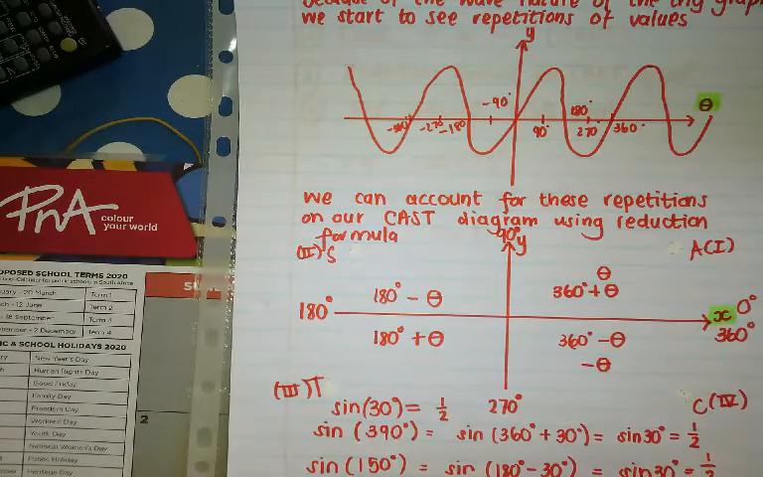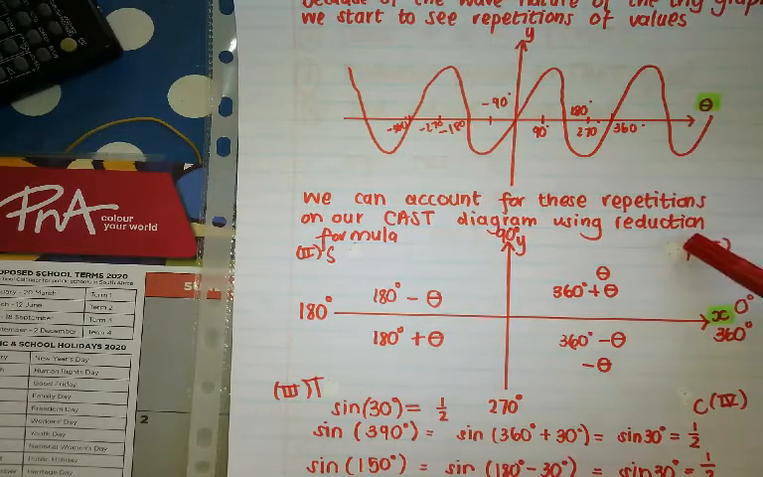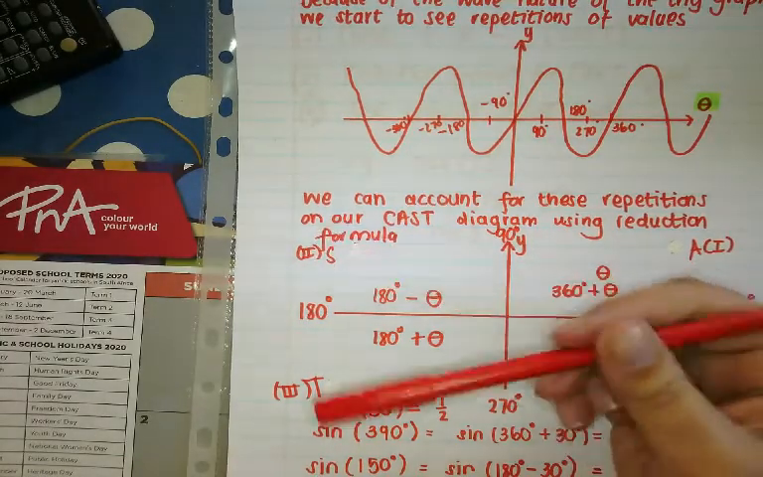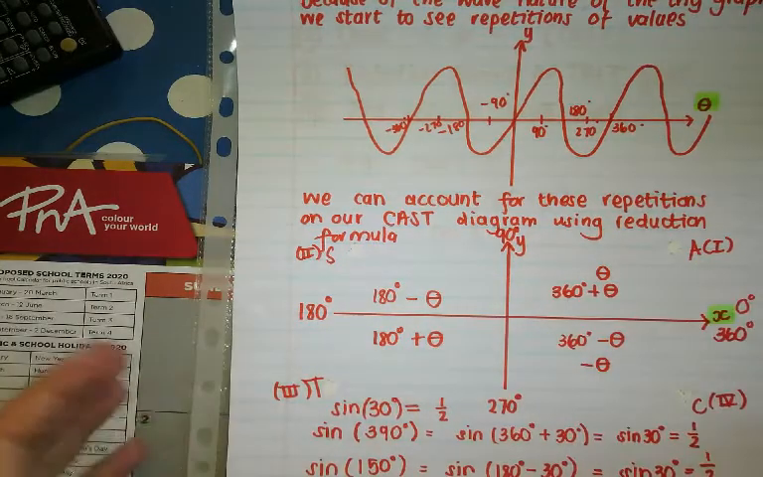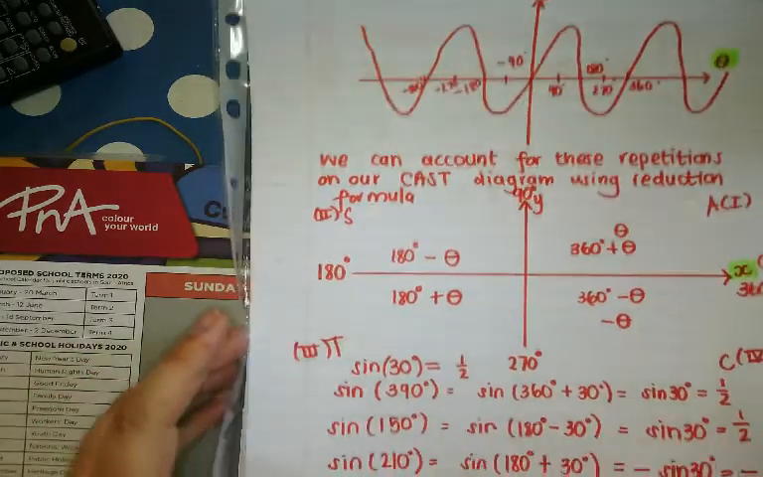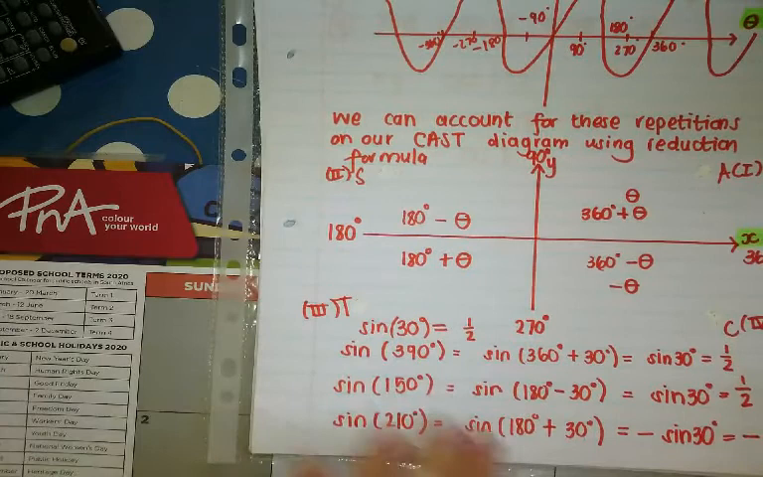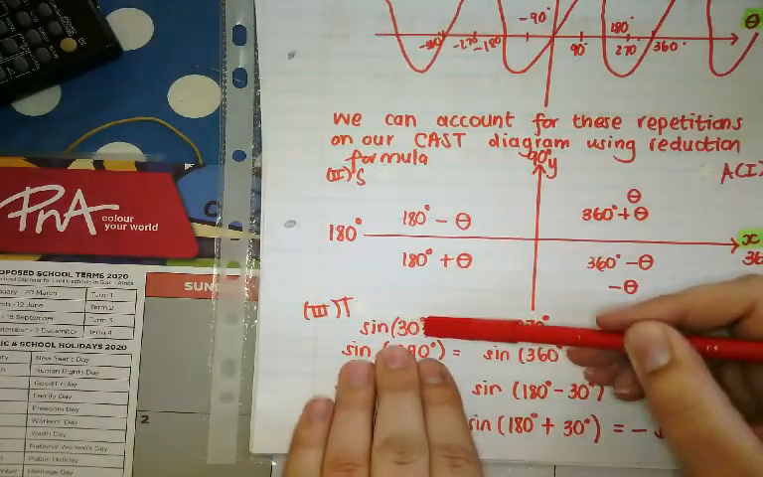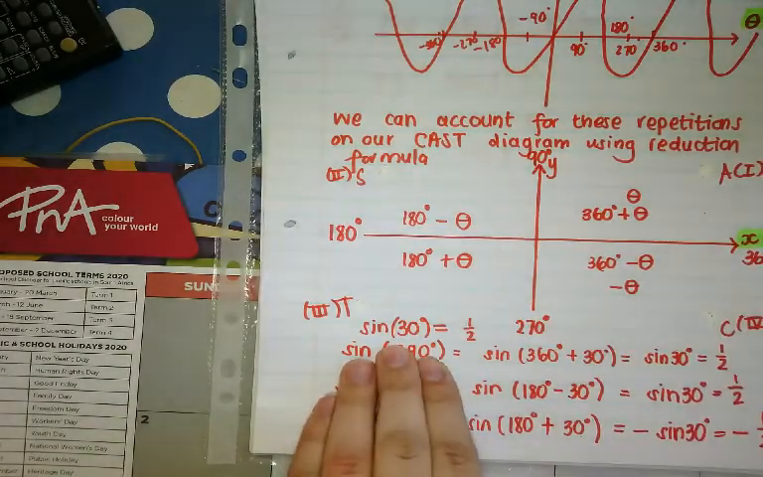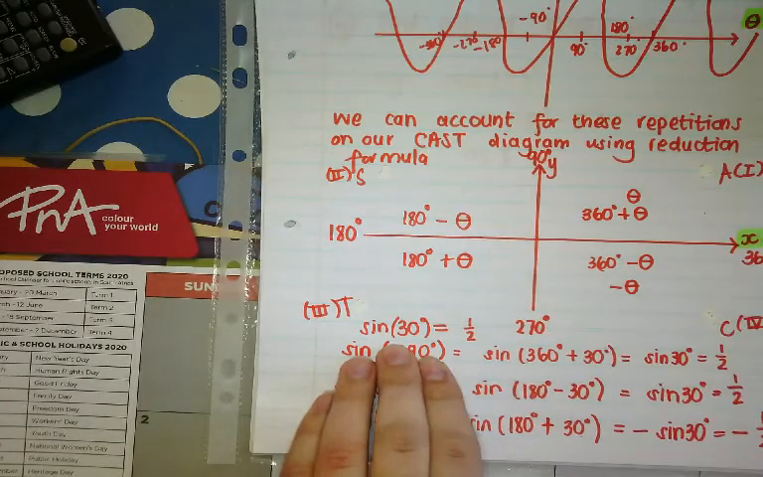The other thing that we reminded ourselves of, that cos was positive, all were positive, sine was positive, or tan was positive. Then I gave you a scenario where I asked you what is sine 30. 30 is one of my special angles. I want the fraction, which is a half.